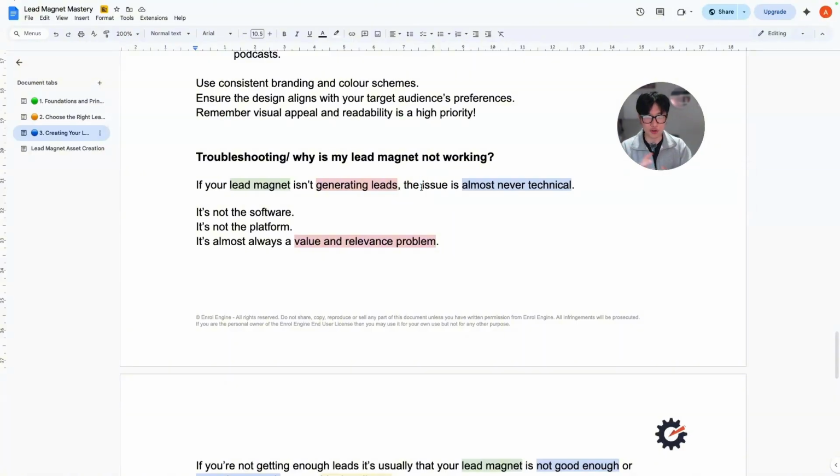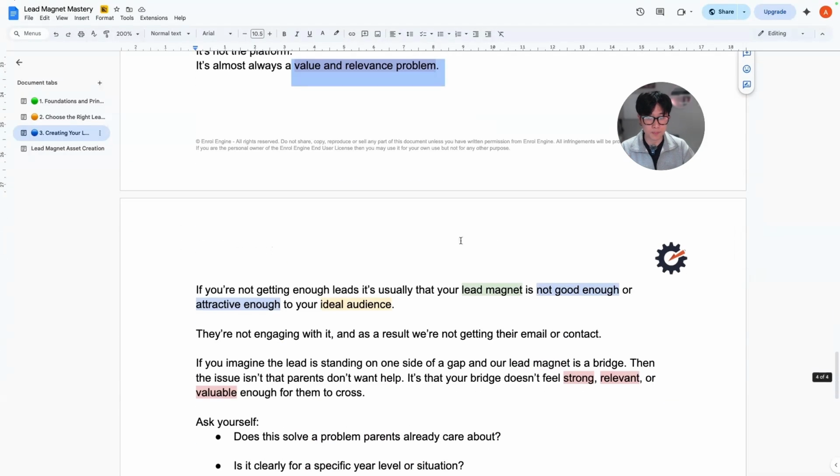That's a bad thing if you have a lead magnet opt-in form and they provide all their details, but the lead magnet actually never comes to them. That's terrible, don't want to do that. But more often than not, if you're not getting any leads, it's almost never technical. It's not the software, it's not the platform, it's almost always a value and relevance problem.